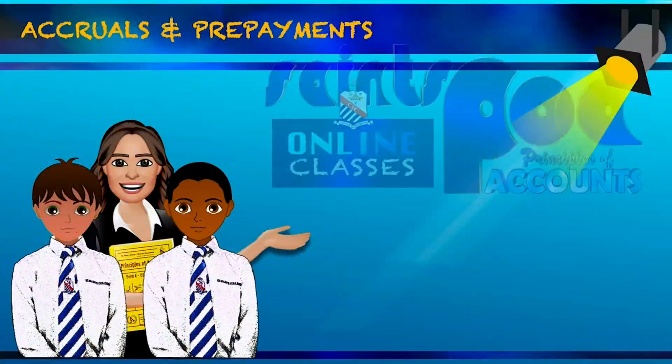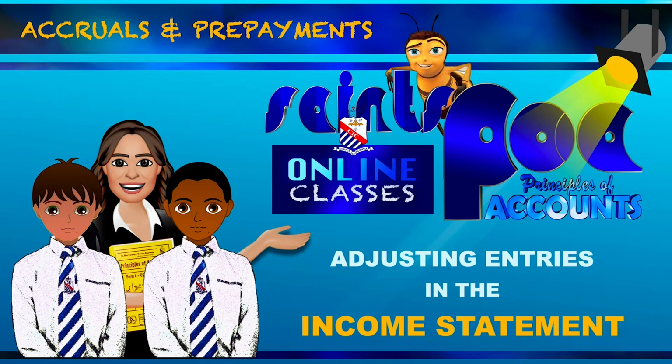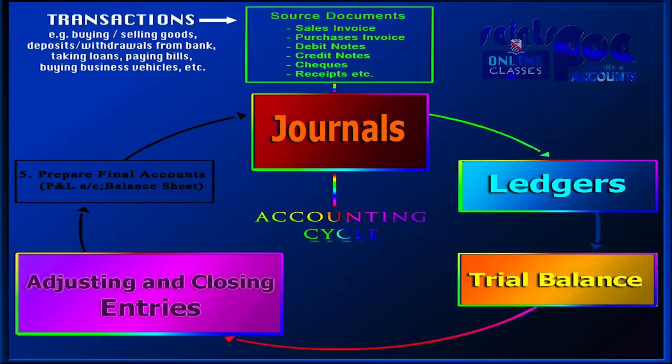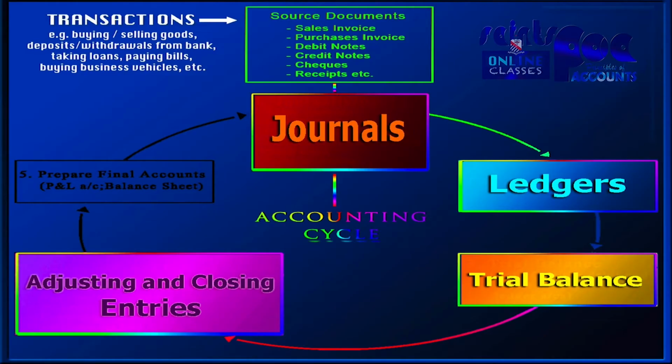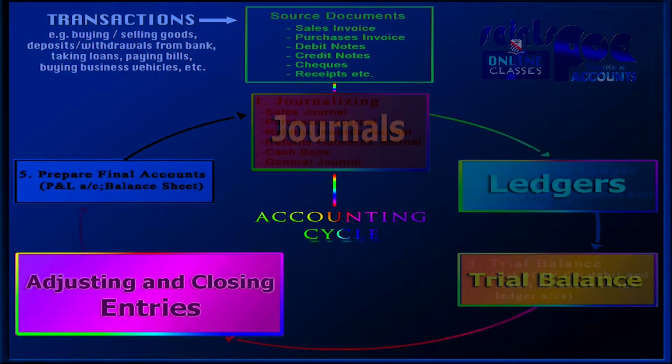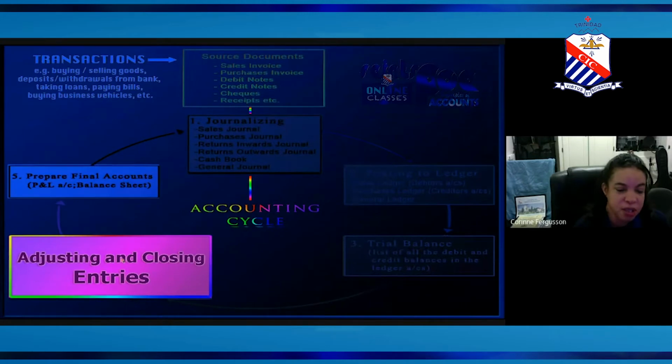Nice. So with that, we are now going to go into the new lesson, which is the adjusting entry, the accruals and prepayments in the income statement. You remember from our accounting cycle, journals into ledgers into trial balance, and we are now doing the adjusting entries, the accruals and prepayments. After you do your accruals and prepayments, you still have your fifth step, which is to prepare your income statement and your balance sheet. So we learned the 4 types of accruals and prepayments. Now we are going to put them into the income statement.